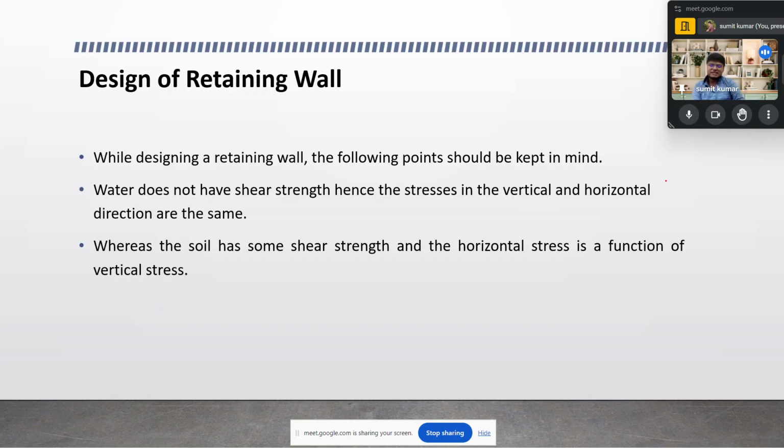Okay. See, now when we talk about the design of a retaining wall, while designing a retaining wall, some points need to be kept in mind. What are those points? Water does not have a shear strength, hence the stresses in the vertical and horizontal direction are the same. The second point is that the soil has some shear strength and the horizontal stress is a function of vertical stress. We have studied the shear stress, we have studied the triaxial test.